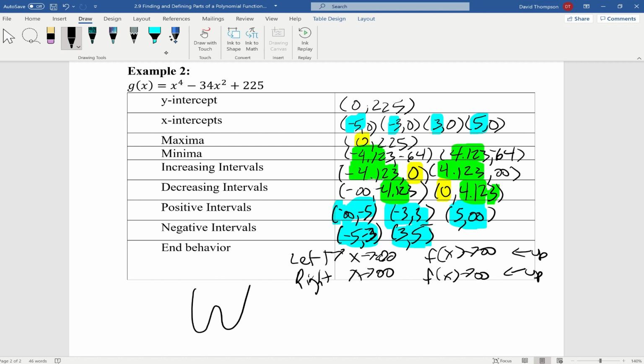And we are done with example 2. Hopefully this helps you have a better understanding on how to find y-intercepts, x-intercepts, max and mins, your increasing and decreasing intervals, positive and negative intervals, and end behavior. In other words, just analyzing your polynomial function graphs.